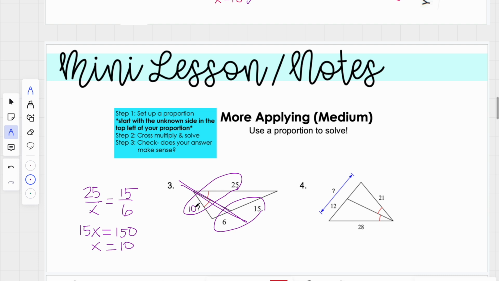A little more than twice, or 2.5 times 10 is 25. 2.5 times 6 is 15. That's great. Perfect. All right, and then let's look at number 4.